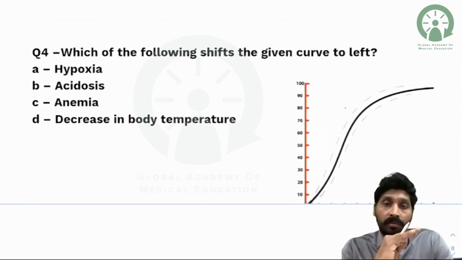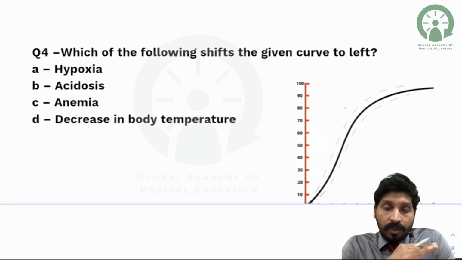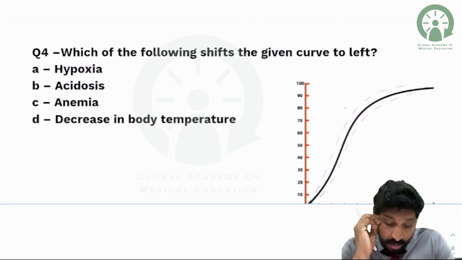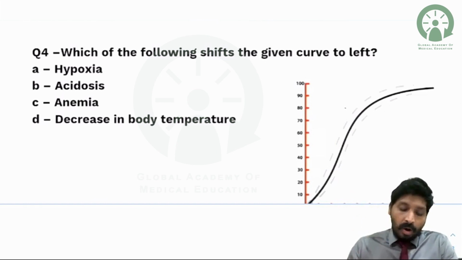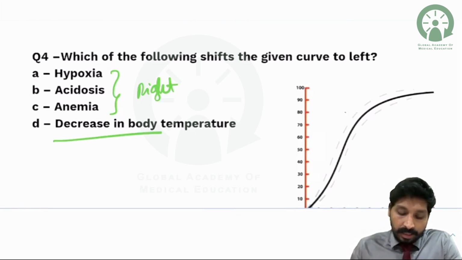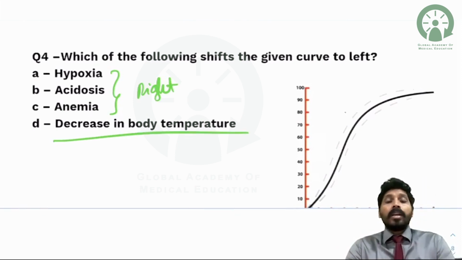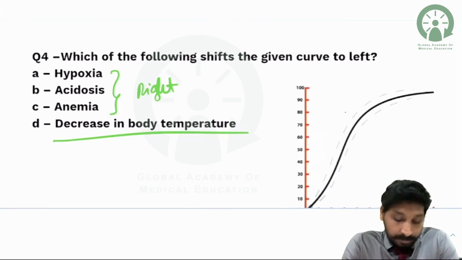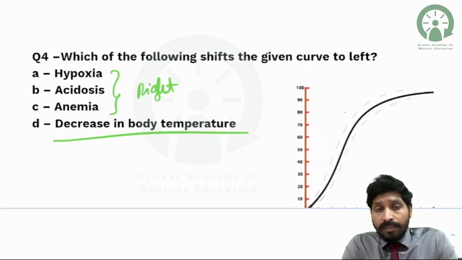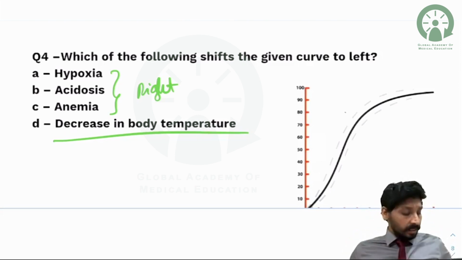Another question: which of the following shifts the given curve to the left? So far we have seen the oxygen dissociation curves. You can see the right side and left side. So here hypoxia, acidosis and anemia all shift the curve to the right side, except one, that is decrease in body temperature. Okay, so know this difference. Hypoxia, acidosis and anemia, all three will shift the O2 dissociation curve to the right side. So all except one, decrease in body temperature.